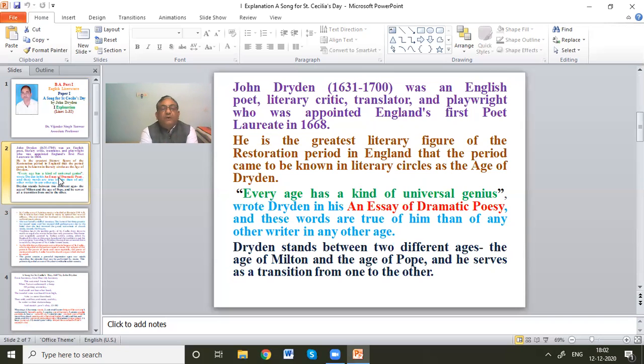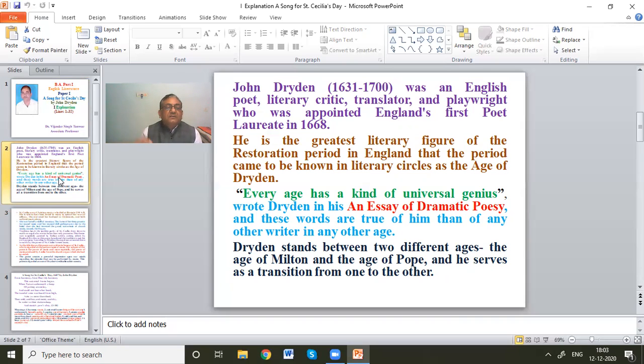He was not only a poet, he was a literary critic, translator, playwright, means he was a versatile genius. Moreover, he was the first person who was appointed poet laureate in 1668. He was such a great personality of his age that the period during which he did his activities as a literary person is known as Age of Dryden.